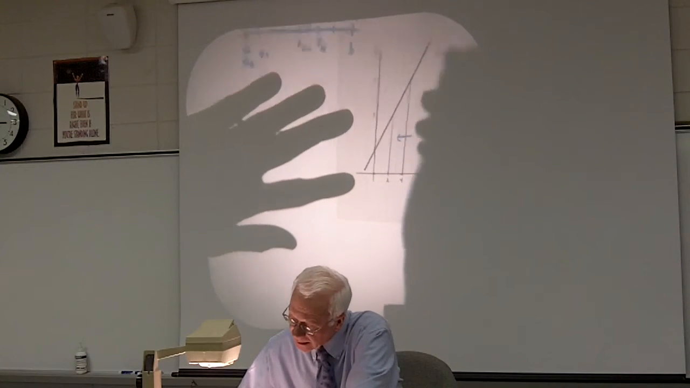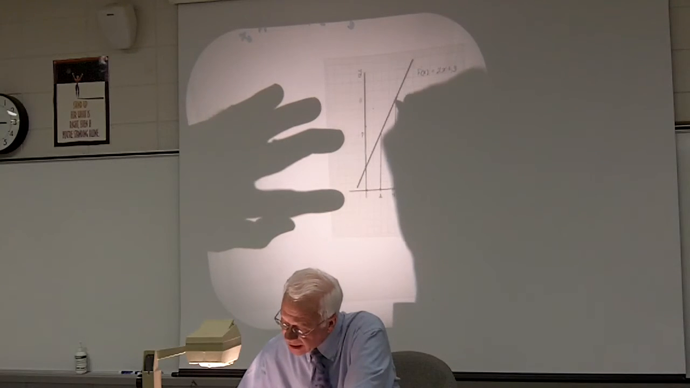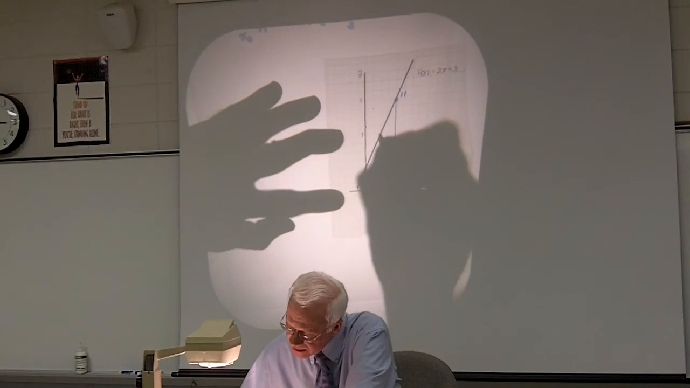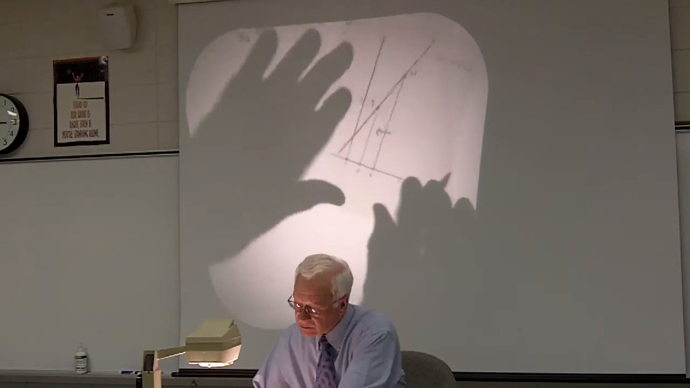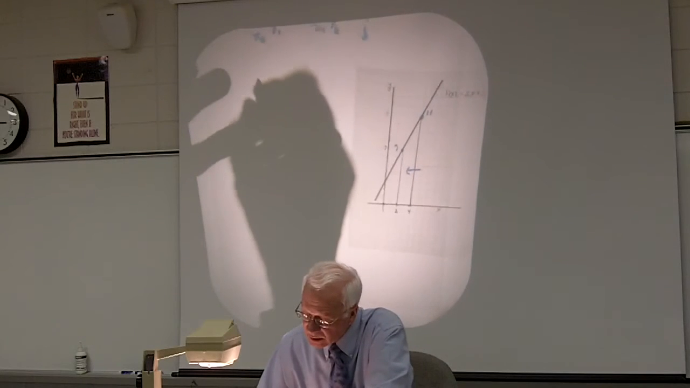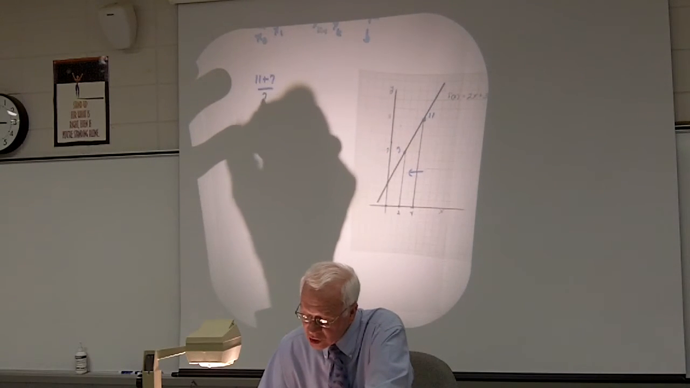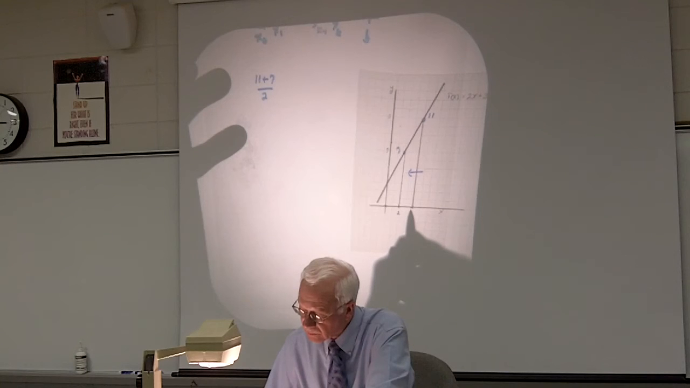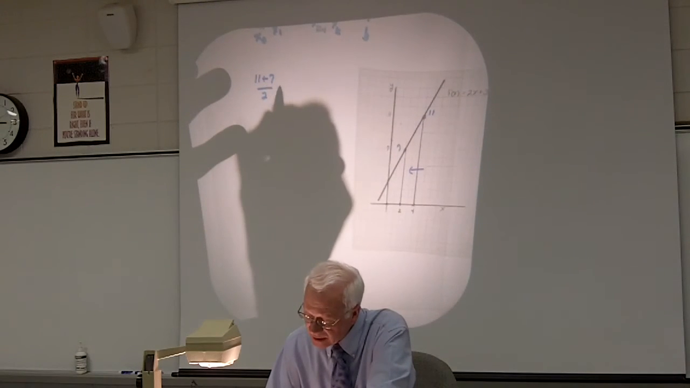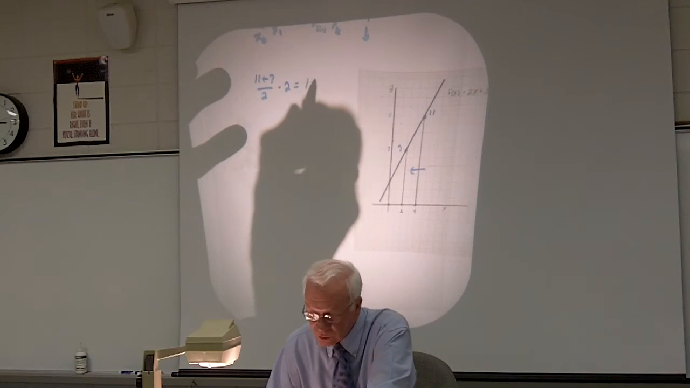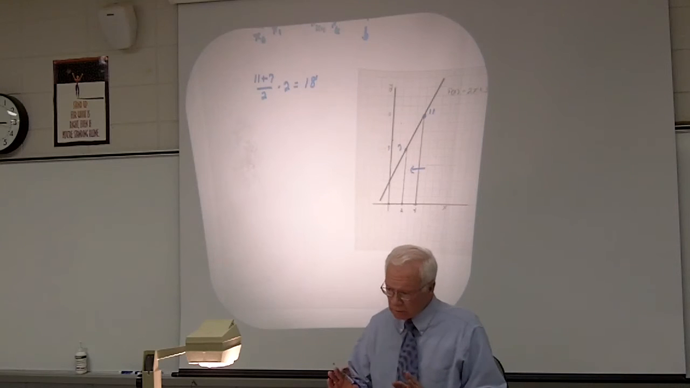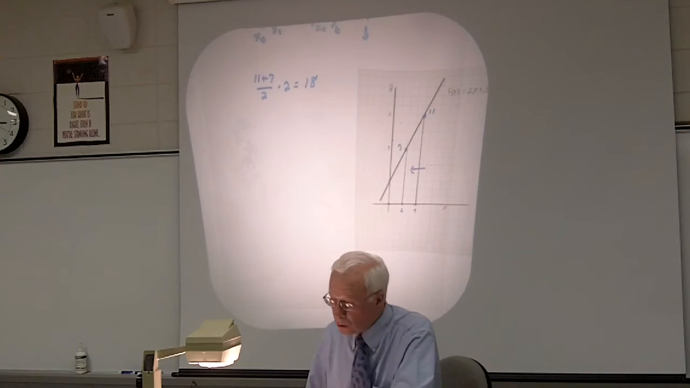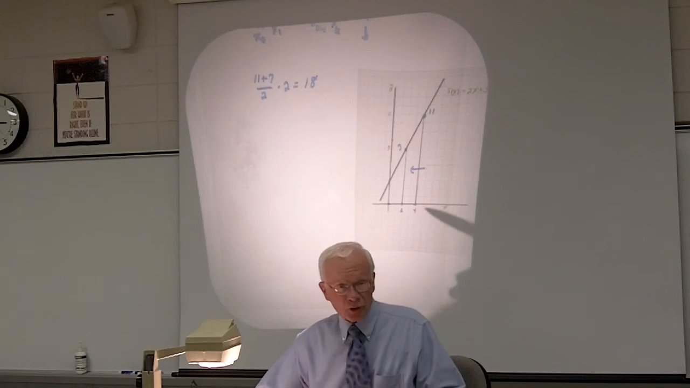So this height is 11, and this height is 7, and so we take the average of that, don't we? 11 plus 7 divided by 2 is 9, and what's the width? 2. That's going to be times the width 2, and so this is going to be equal to 18. Right? So you divide instead of multiply when it's a triangle? Oh, no. This is a trapezoid. Right trapezoid.